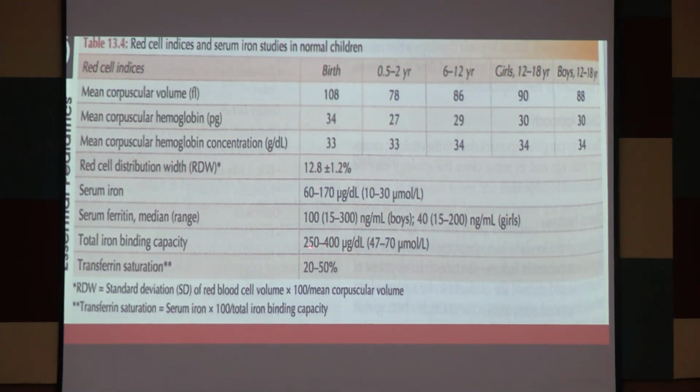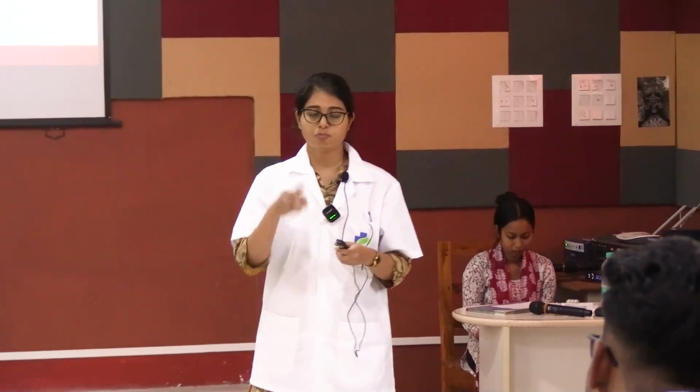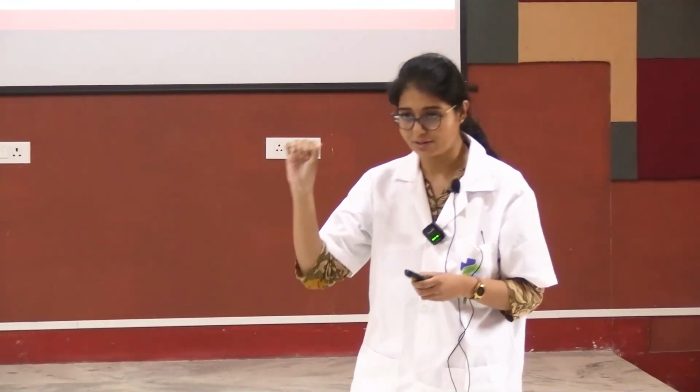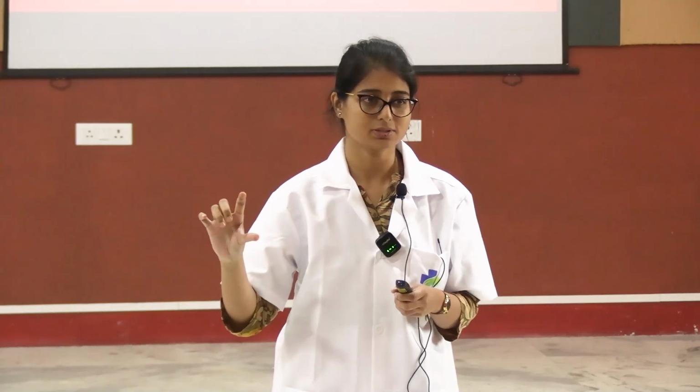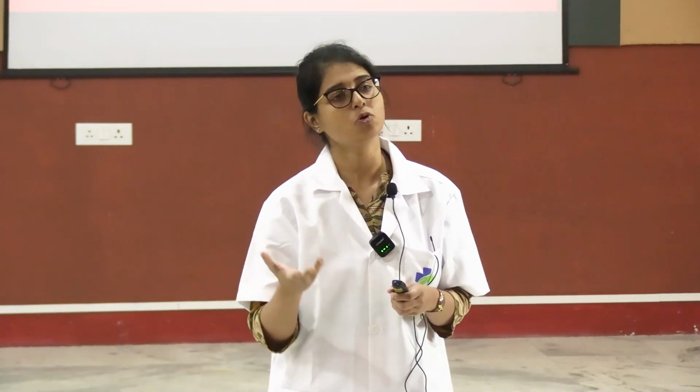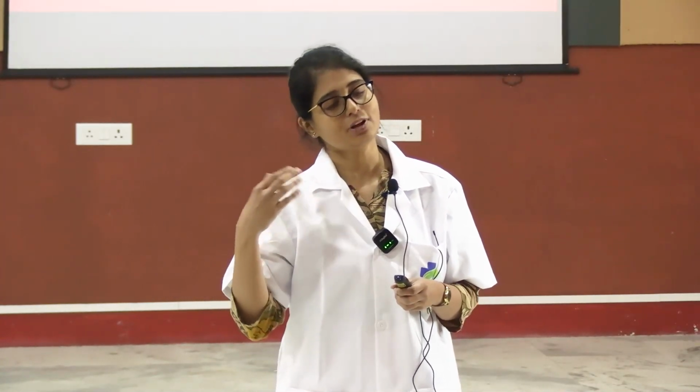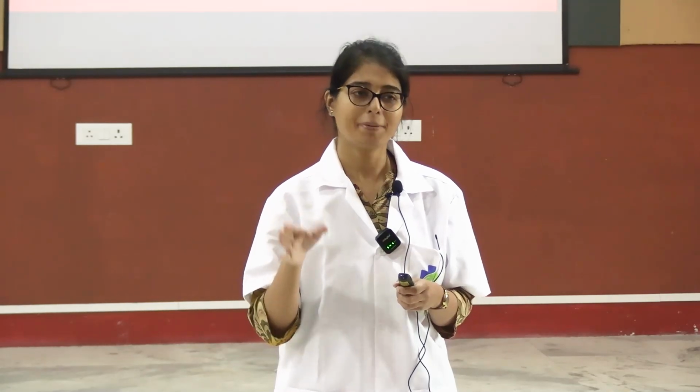Red cell distribution width is, we are seeing the different sizes of RBC in the peripheral blood. The more the diversity or the different size of RBCs in the peripheral circulation, the more will be the red cell distribution width. So, anisocytosis. What is anisocytosis? Different sizes of RBCs are present in the peripheral blood. So, RDW will be more in iron deficiency anemia. It will also be more in thalassemia, but it will be more in case of IDA.